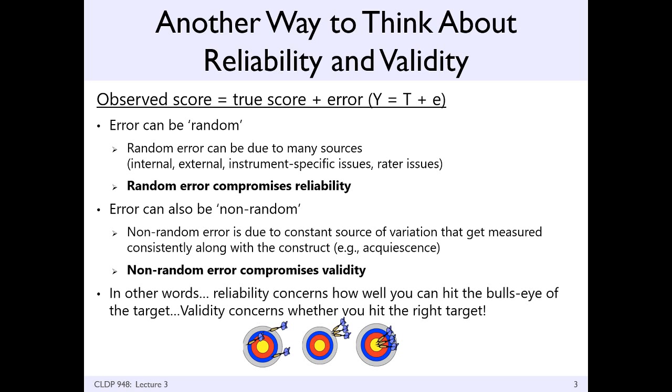So once upon a time, I had a student draw me this picture, and I liked it so much that I asked if I could steal it, and he said yes. So I thought this is a good way to illustrate it. This would be reliable, but not valid. It's off the mark. This is reliable and valid. And this could potentially be valid, but not reliable, because it doesn't hit the bullseye.